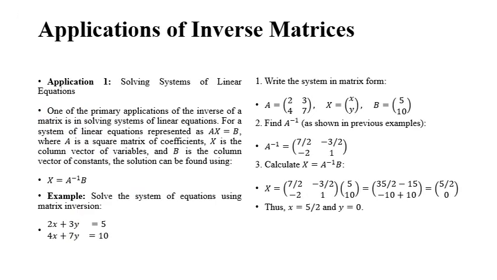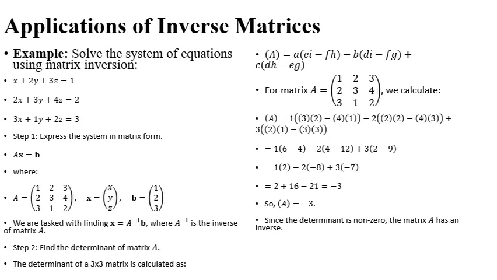using the matrix inversion method. All right, let's now move on to looking at a higher order system of linear equations with 3 variables. In order to solve this system using matrix inversion, the first step we take is to express this system of linear equations in matrix form, Ax equals b.